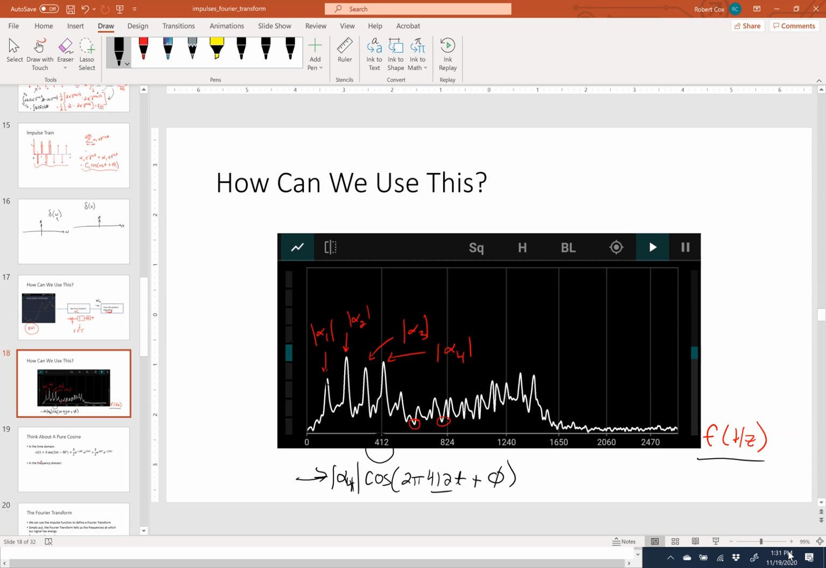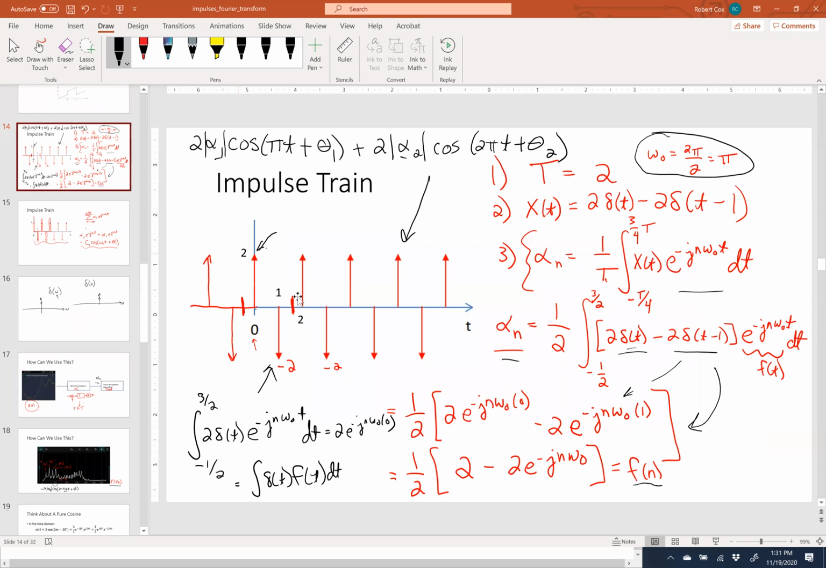And so in this case, this is really similar to the Fourier series, right? The Fourier series basically said, well, I know what the fundamental frequency is. I know this guy has a period of 2 seconds. And so I know it has waveforms in it that are harmonics of that fundamental frequency.